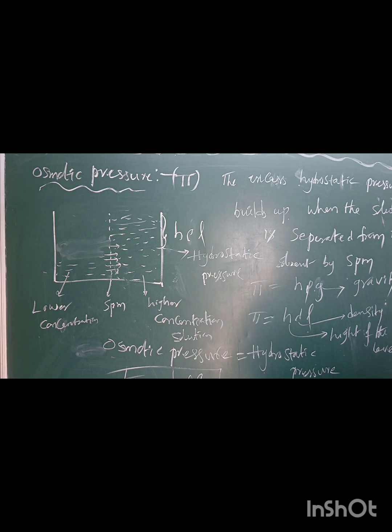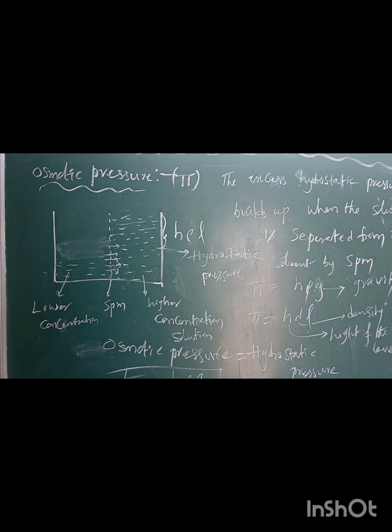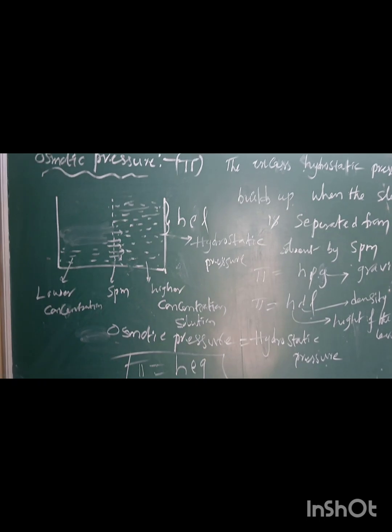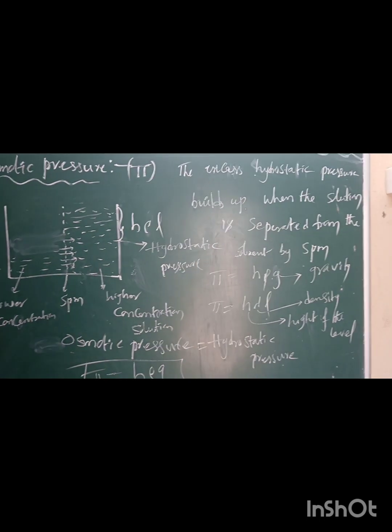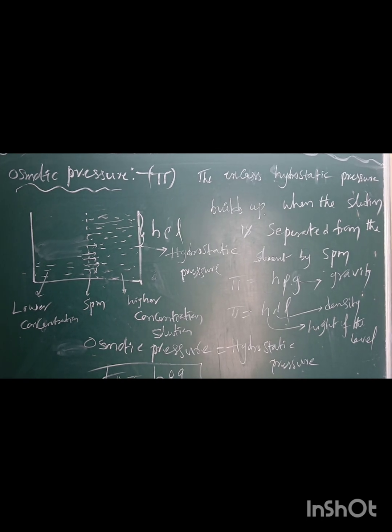Okay, osmotic pressure is a colligative property. It depends upon the number of solute molecules, and not on their identity. For dilute solutions, it has been found experimentally that osmotic pressure is directly proportional to the molarity. Molarity means simply M. Okay, the mathematical expression, we will discuss in another video. What is the mathematical expression of osmotic pressure? Thank you. This is the definition.